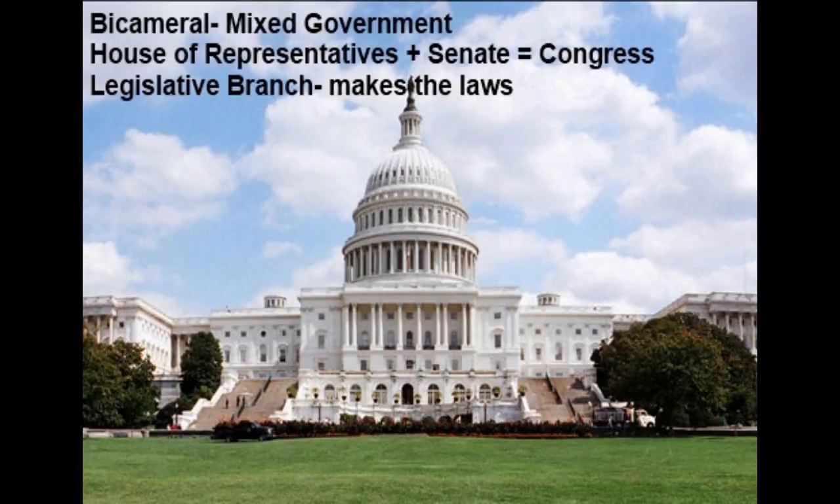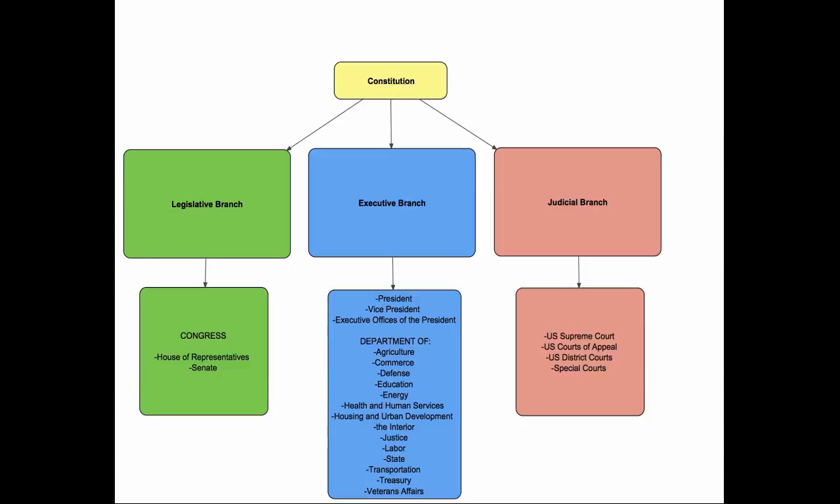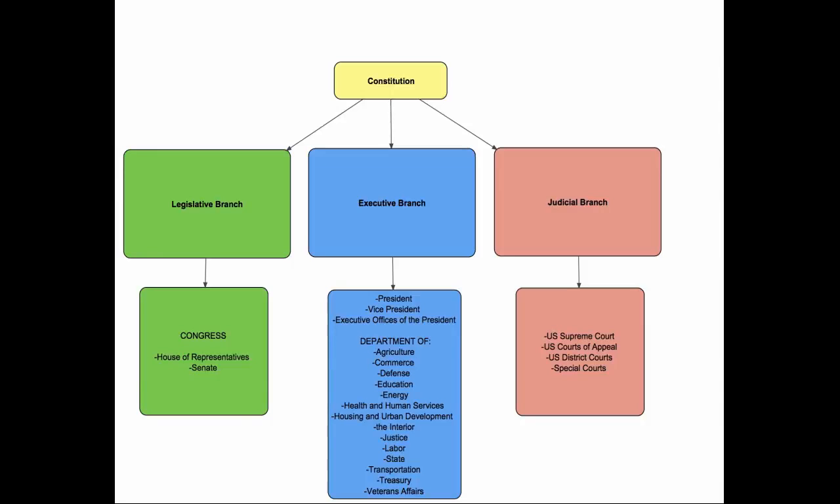Next, we're going to take a look at the blue area of that chart, which is the executive branch of government. When we're talking about the executive branch of government, we're talking about the branch that executes the law. Okay, so this is the branch that is in charge of enforcing the law that the legislative branch creates. The executive branch, obviously the head, someone we're all familiar with, is the president, the vice president, and also the executive offices of the president, or the president's personal cabinet.